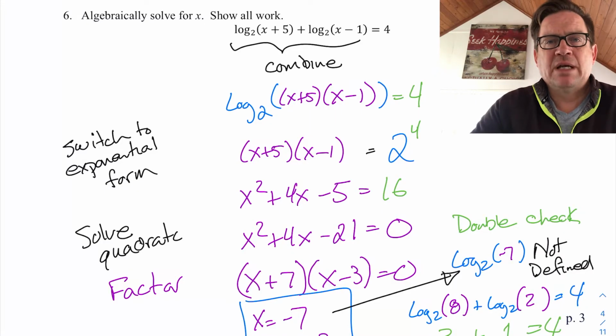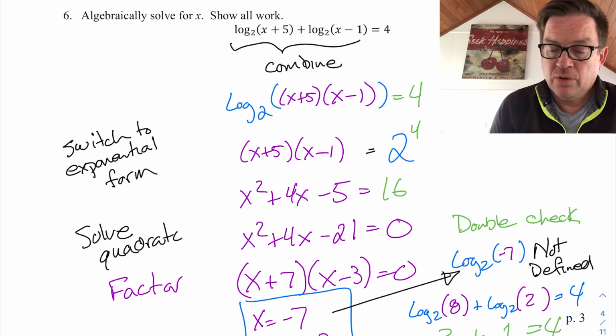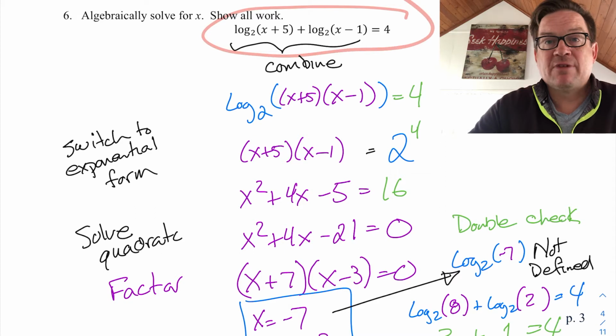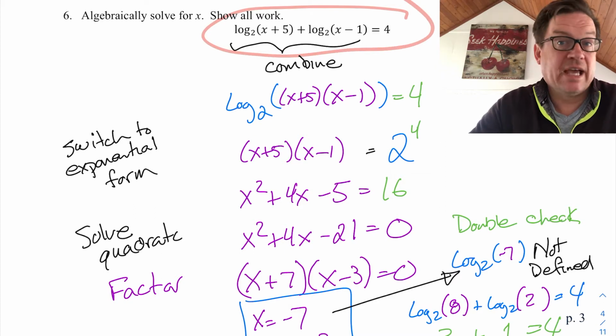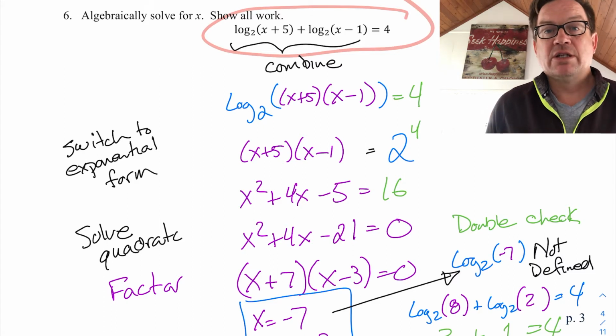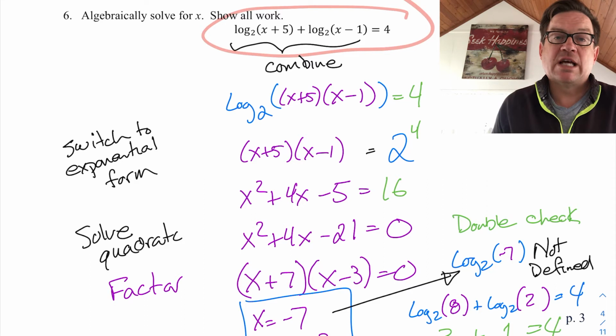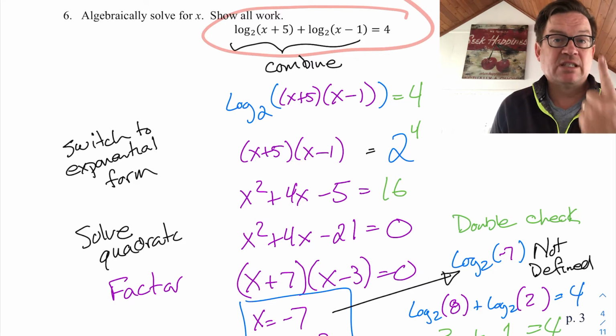The next problem is an equation involving logarithms. The log base 2 of x plus 5, plus the log base 2 of x minus 1, is equal to 4. And so for a logarithm equation, we need to take the logarithm form and change it into the exponential form. But that only works if we have a single logarithm.